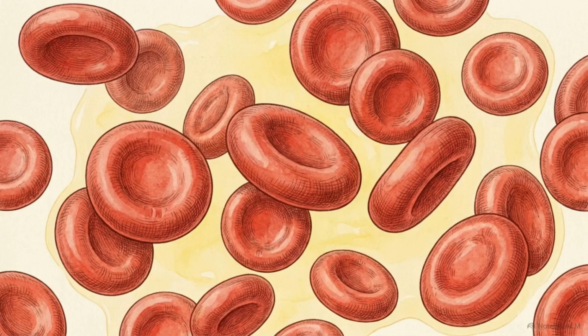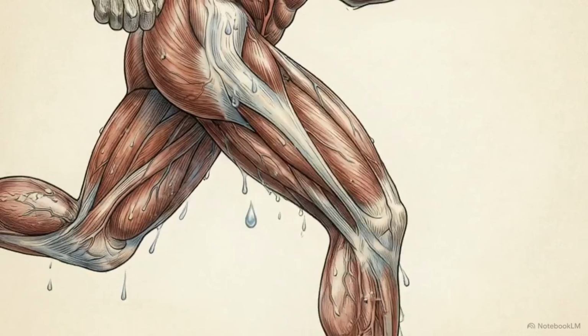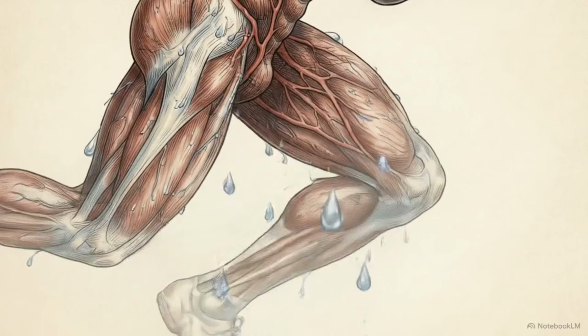Human blood plasma normally maintains a pH near 7.4. During severe metabolic stress, like vigorous exercise, muscles flood the bloodstream with lactic acid. Without intervention, this would drop the blood pH to lethal levels.